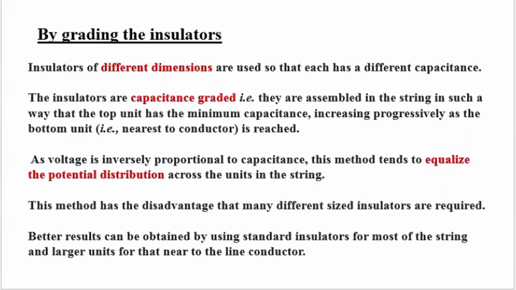Better results can be obtained by using standard insulators for most of the string and larger units near the conductor. Grading the insulators means you are using different dimensions or different sizes of insulator plates in the string, and greater size of insulators are used at the lowest end of the string, which is near to the conductor, and as you move away from the conductor, the insulation disc area reduces, and in this way the potential distribution balances.